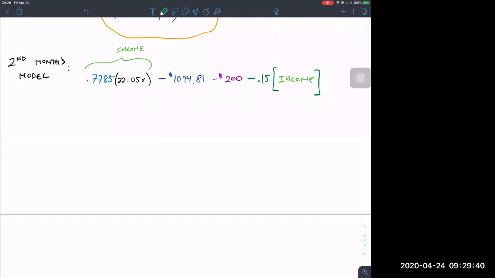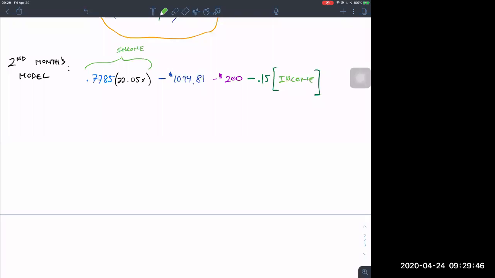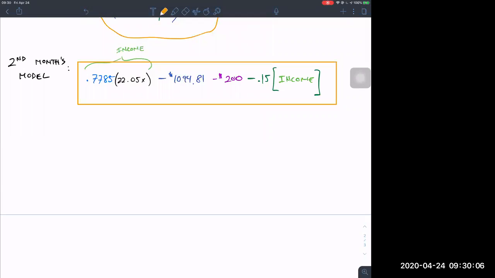But the idea is that you're supposed to realize that this piece in this light green is the same term that's supposed to go inside these dark green brackets, 0.15, because you want 15% of your income. And the only thing that makes you money is this leading product of 0.7785 times 22.05x, right? What questions do we have for this first example, whether it's any of the follow-up questions or the model itself?